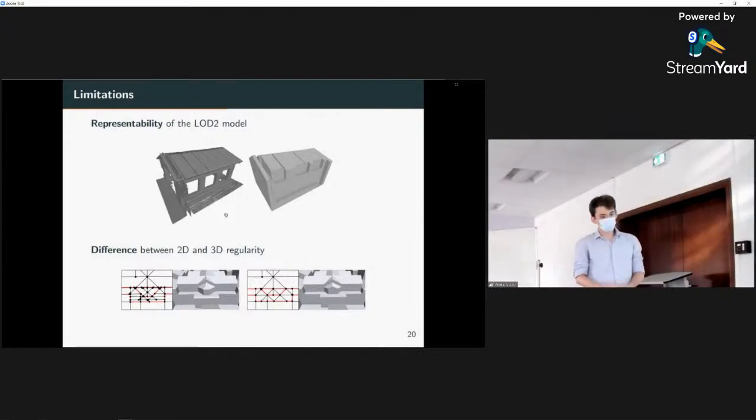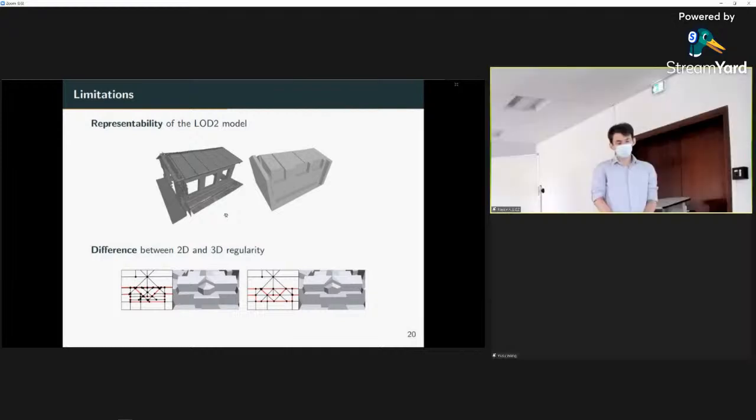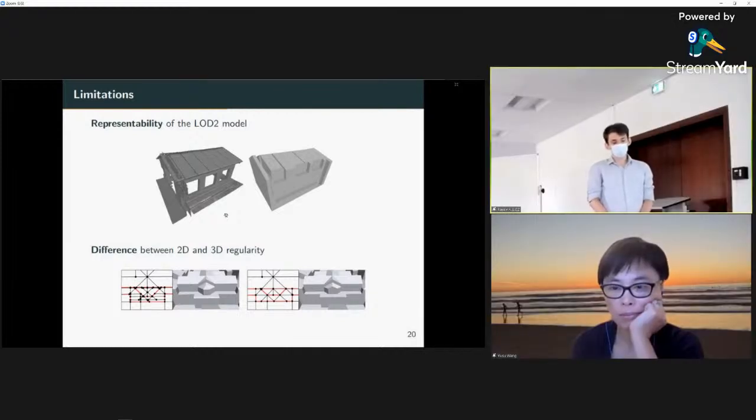So I think if we wanted to deal with those kinds of buildings, we would have to go further in the level of details. For instance, if we first detected that there were some openings in this building, we could deal more efficiently with those buildings. Yeah, definitely the fact this could not be correctly represented in the LOD2 model, so we would have to go further, LOD3.